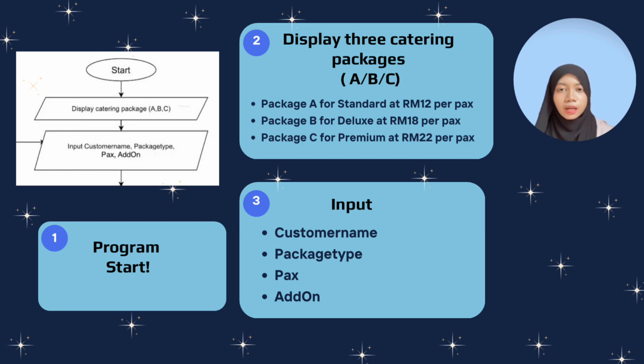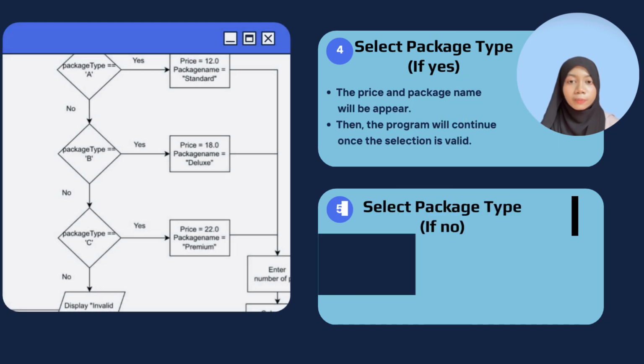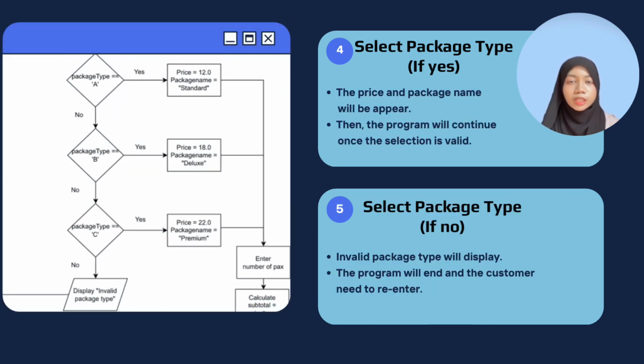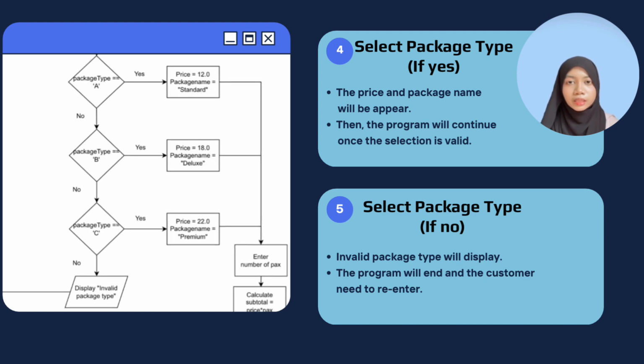Next, the customer is required to input their name, choose a package type, and also enter the number of packs and choose an add-on if they want or they don't. For the package type, the customer needs to select which package type they want. Then the program will check which package type was selected.